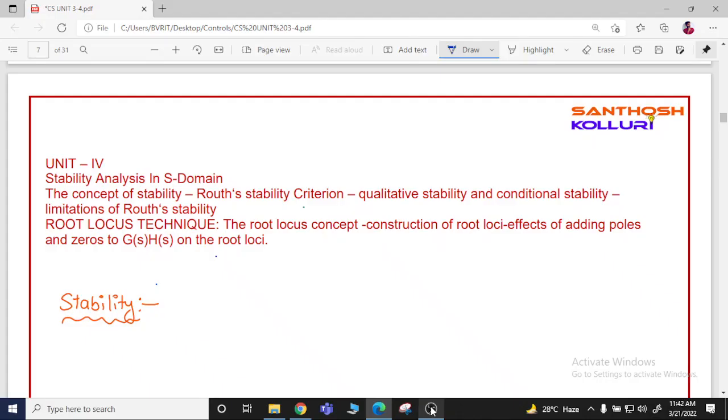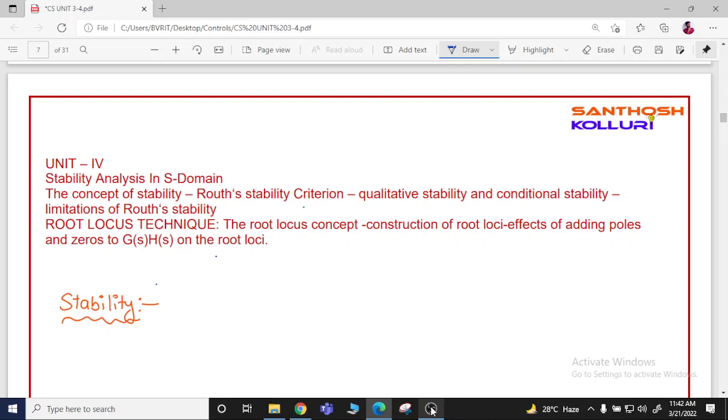So in the next unit, stability. Stability analysis in the S domain. Here we'll be discussing the concept of stability, root stability criteria, qualitative stability, conditional stability, and limitations of root stability, followed by the root locus technique, the root locus concept, its construction, and the effects of adding poles and zeros to the G(s)H(s) in the root loci.